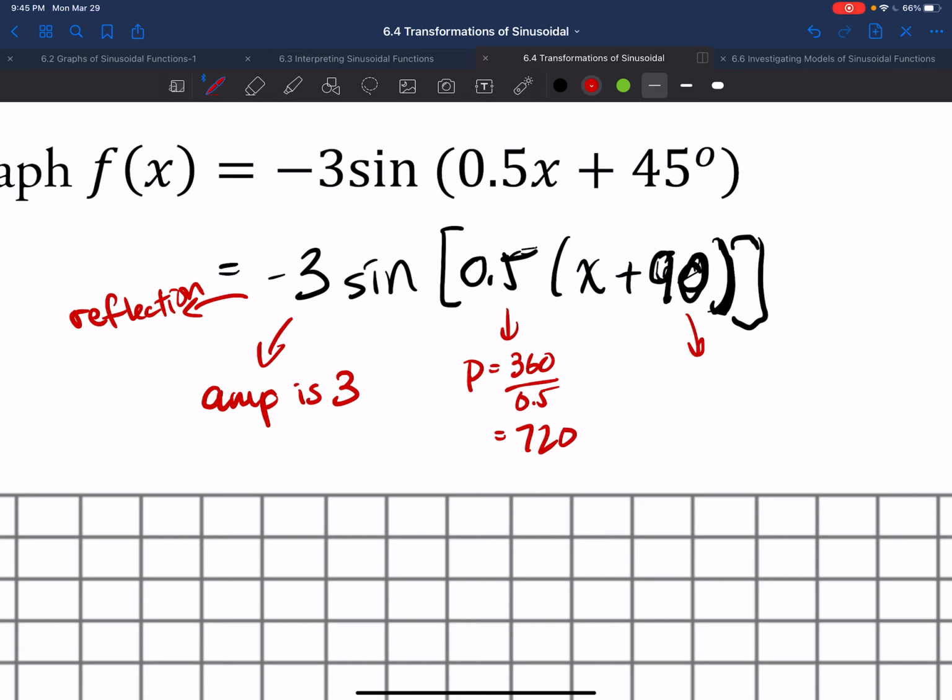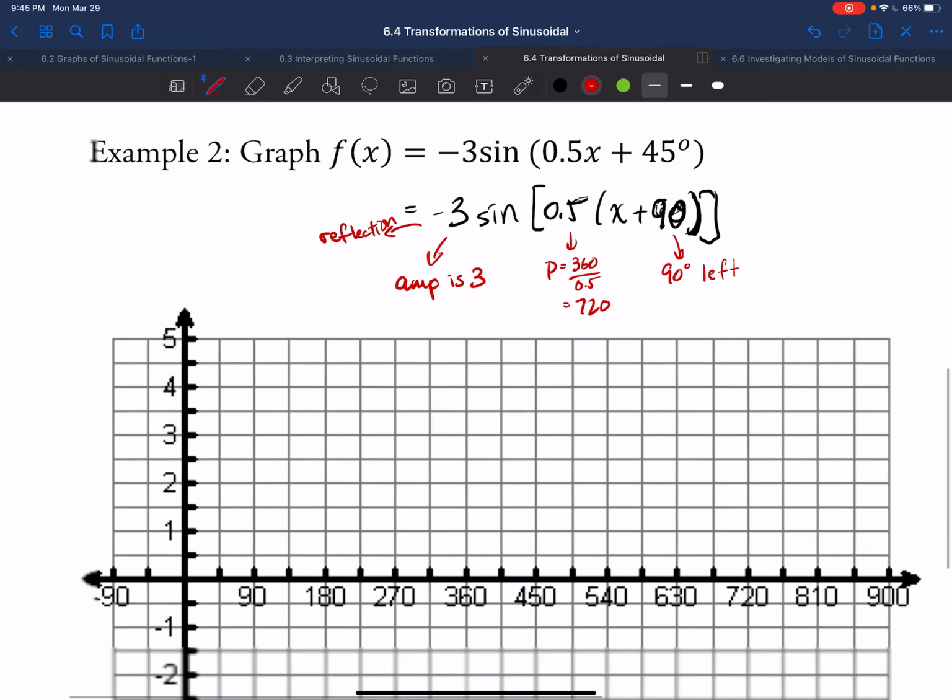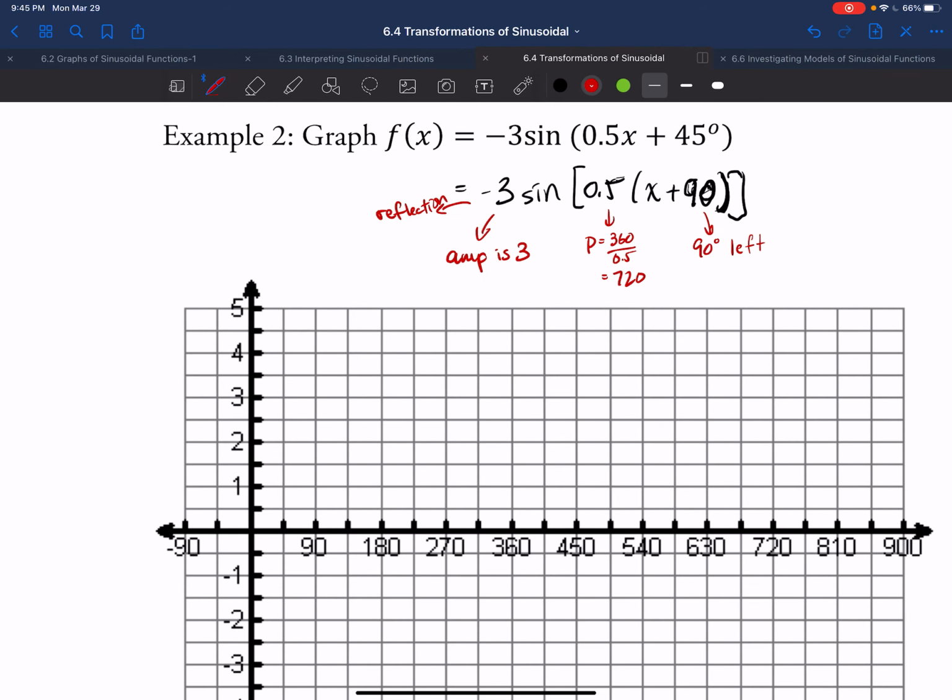And we have a translation of 90 degrees to the left, because we're adding 90. So it goes in the opposite direction, right? In the negative direction. So you could use the mapping rule for this, and I will show you that. I don't think it's the easier way to go, but it's up to you.